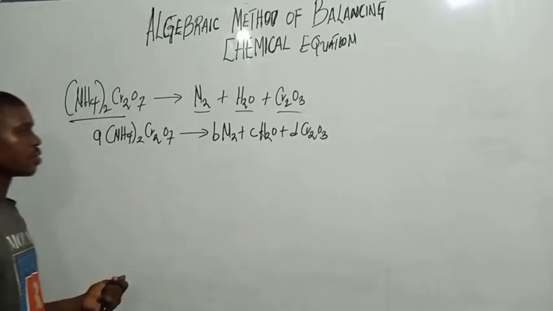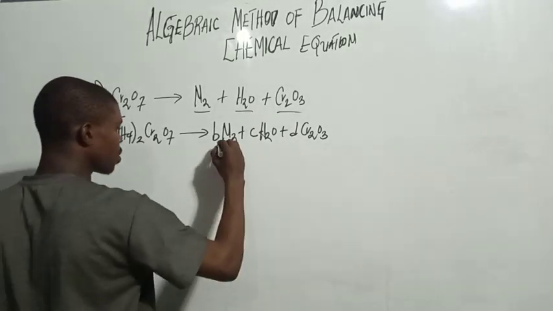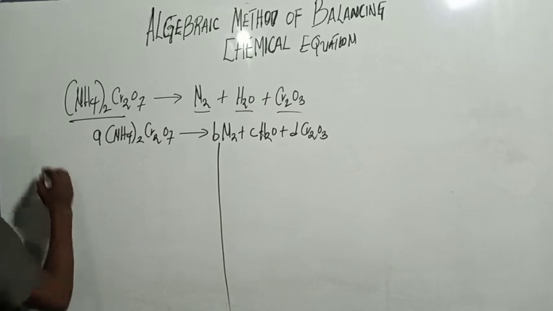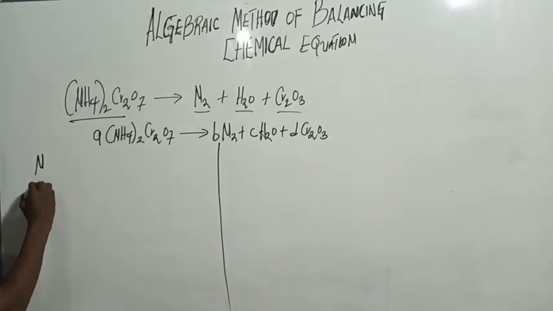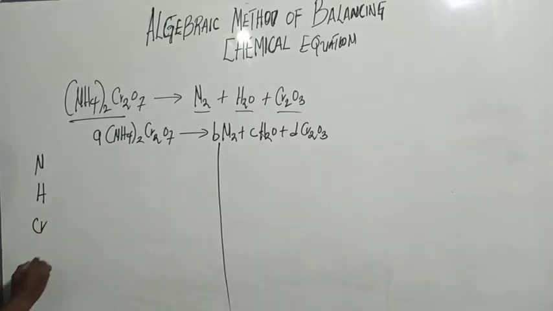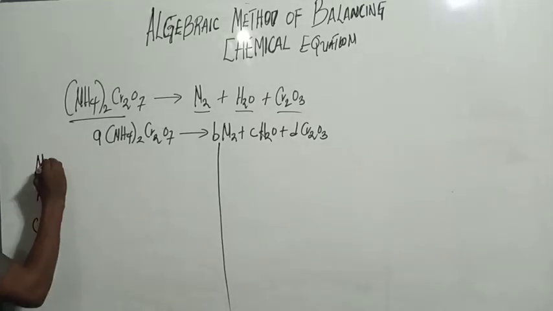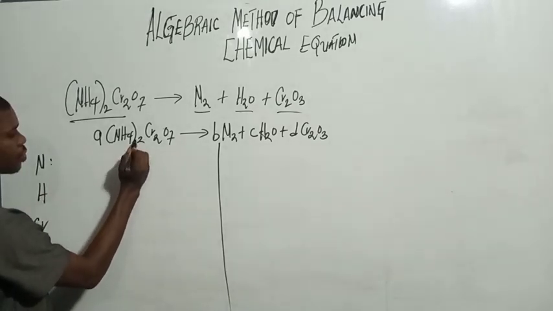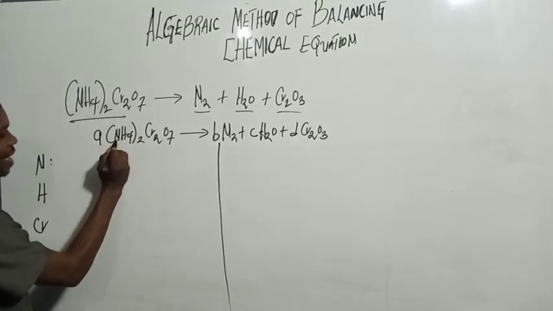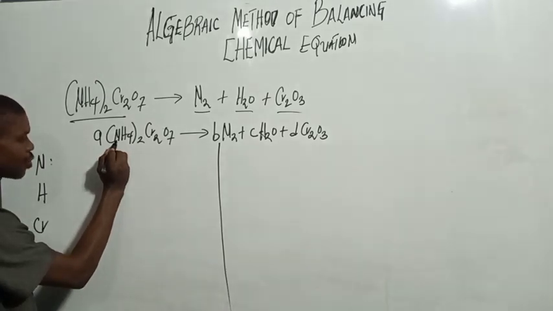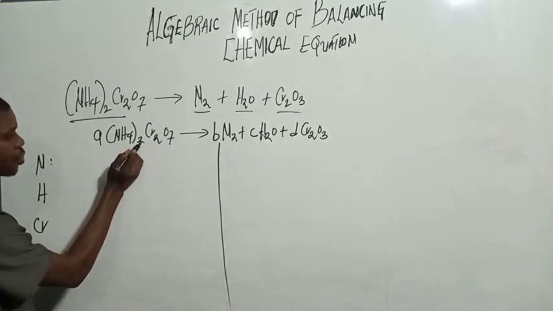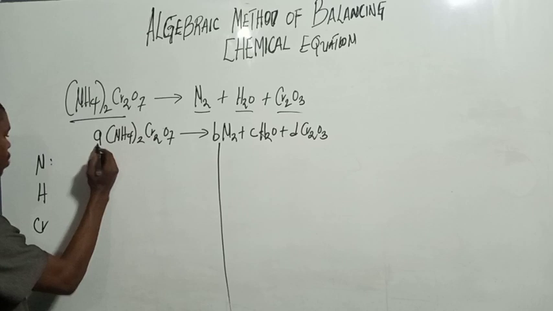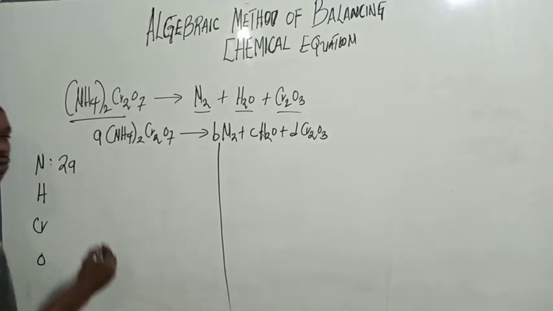So the next thing I want to do is to write an equation for each of the elements. Here we have nitrogen, hydrogen, chromium, and oxygen. Do you get that? For nitrogen, you can see that this 2 is affecting the bracket. Inside the bracket we have 1 atom of nitrogen, but times 2, we have 2. 2 times A is 2A. Do you understand?